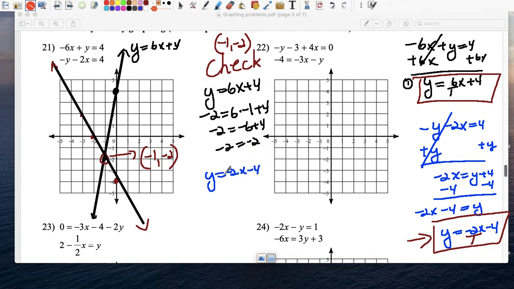The other equation, the one in blue here, y equals negative 2x minus 4. Again, I'm going to replace the x and the y values. Negative 2 equals negative 2 times 1 minus 4. Oh, sorry, that was supposed to be negative 1. Negative 2 times negative 1 is positive 2, and then minus 4 is going to give me negative 2. Okay, so it worked for both.